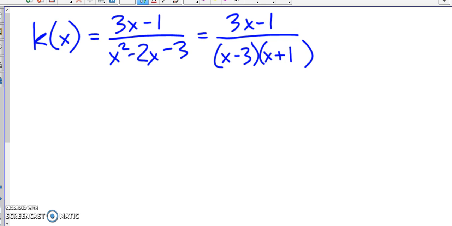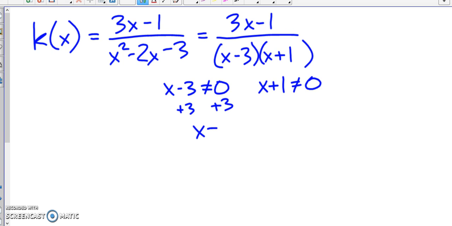Now remember, I'm going to take these, I'm going to say x minus 3 cannot be 0, and x plus 1 cannot be 0. You can add 3 to both sides here, so x cannot be 3. Subtract 1 from both sides here, x cannot be negative 1.